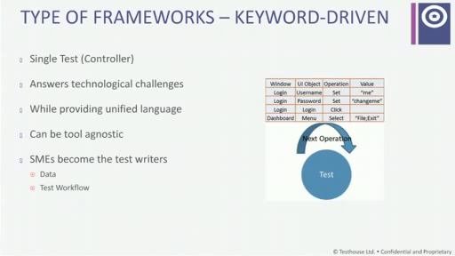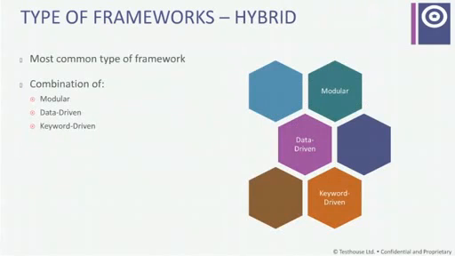So those are the three types of frameworks you can get. There's a fourth one, which we call hybrid, but basically it's a combination of the frameworks we've seen so far. And that's probably the most common type. You don't really have pure modular frameworks, pure data-driven or pure keyword-driven. It's usually a combination of those three with more features even.